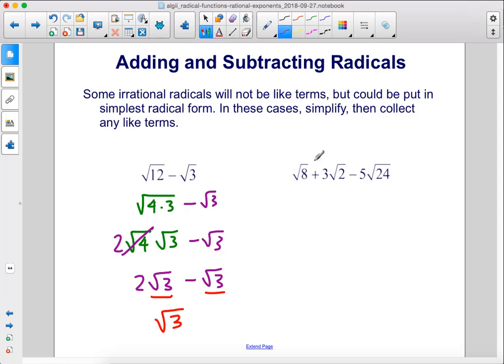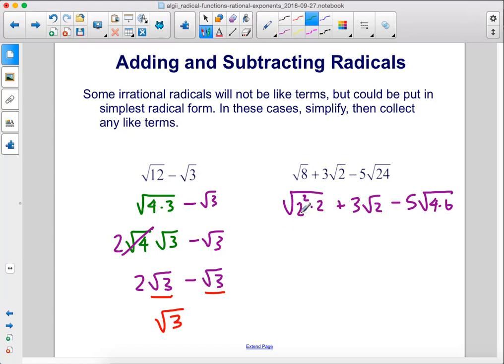Here we can rewrite these based on the square root of 2. So 8 can also be rewritten as 2 squared times 2. And then we have plus 3 times the square root of 2 minus 5 times the square root of 24. So here we have 24, which is 4 times 6. So let's cancel some of these things out.